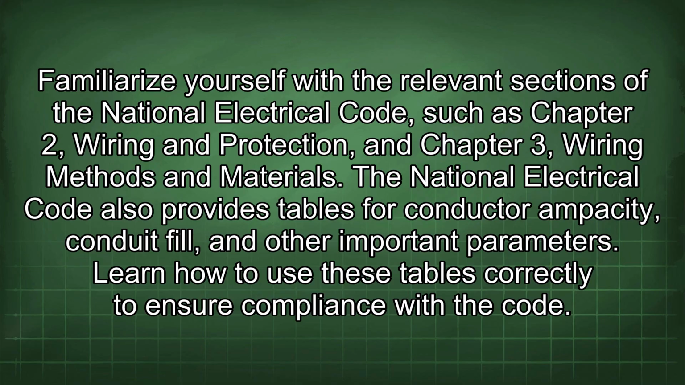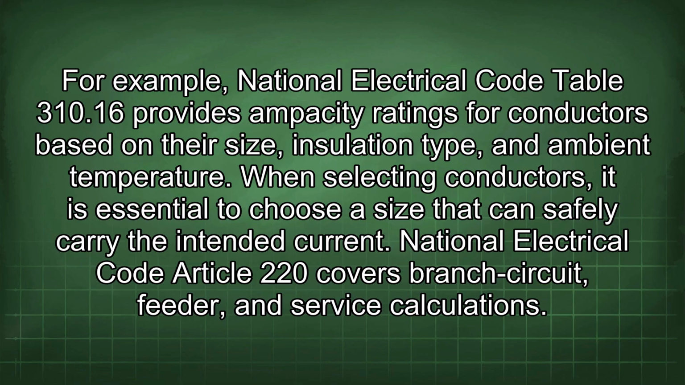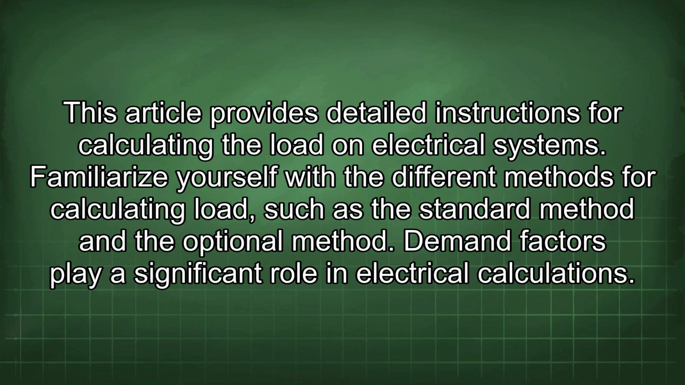The National Electrical Code also provides tables for conductor ampacity, conduit fill, and other important parameters. Learn how to use these tables correctly to ensure compliance with the code. For example, National Electrical Code Table 310.16 provides ampacity ratings for conductors based on their size, insulation type, and ambient temperature. When selecting conductors, it is essential to choose a size that can safely carry the intended current. National Electrical Code Article 220 covers branch circuit, feeder, and service calculations. This article provides detailed instructions for calculating the load on electrical systems. Familiarize yourself with the different methods for calculating load, such as the standard method and the optional method.